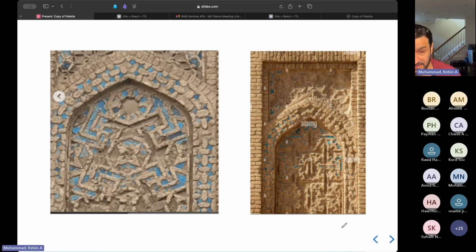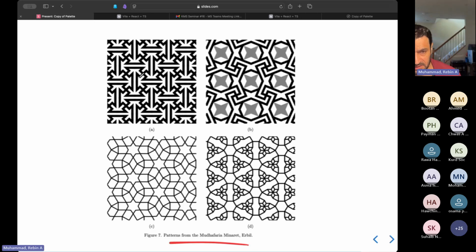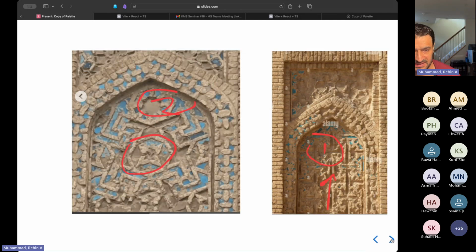And here is the picture I took. I found it online. It looks like one of the patterns from the minaret. And this is a picture of the minaret too. And this is another one. So let's call this one 1 and this one 2. But sadly, it's not very clear.